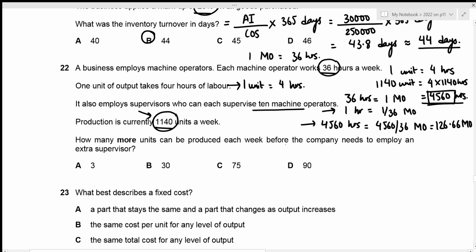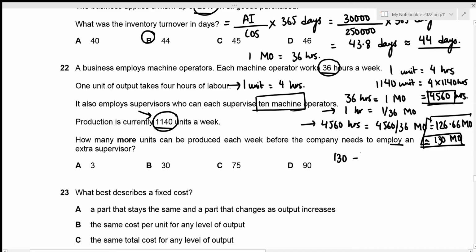Okay. Then we are also told that it also employs supervisors who can supervise 10 machine operators. So if you are to round it off to the nearest 10, that will be 130 machine operators, which means that we have enough supervisors who can supervise 130 machine operators, but we're only currently utilizing 126.66 machine operators. And we are talking about the units that can be produced before we need to employ an extra supervisor. So we do not need to employ an extra supervisor for the additional difference between these two values.